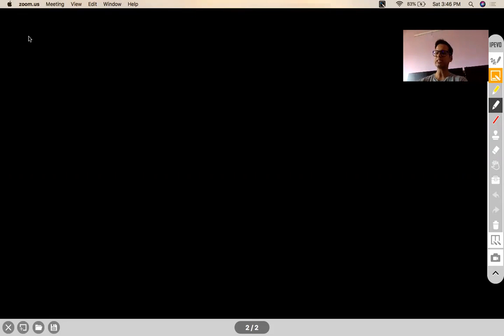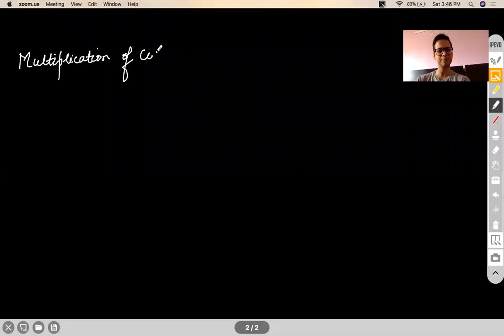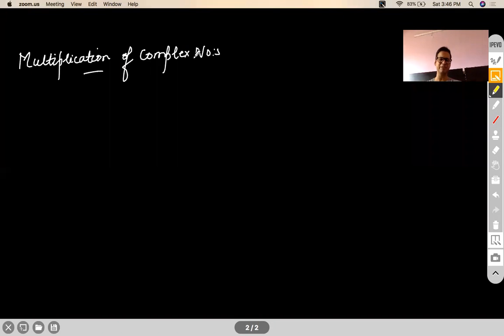Today I'm going to start with one more operation on complex numbers, which is multiplication of complex numbers. First I'm going to take up a very quick operation, when you're performing multiplication on two complex numbers which have been written in point form.